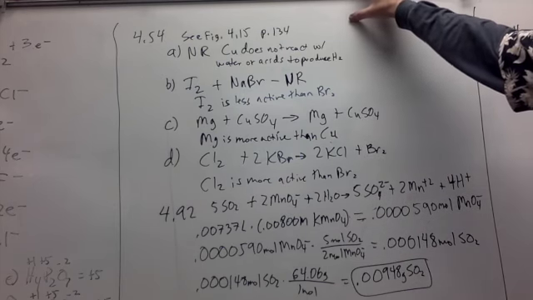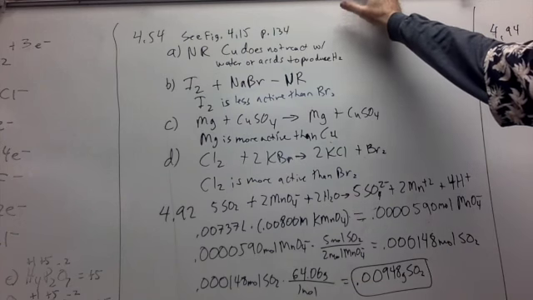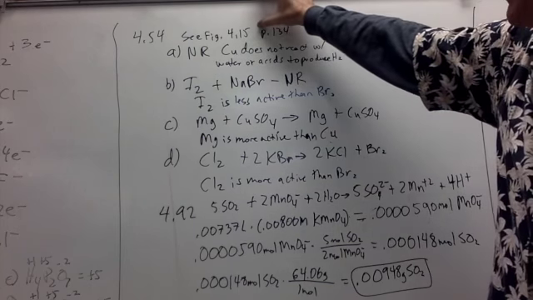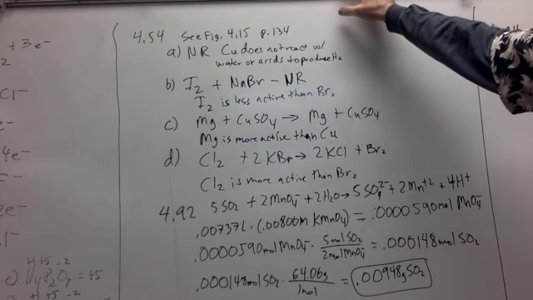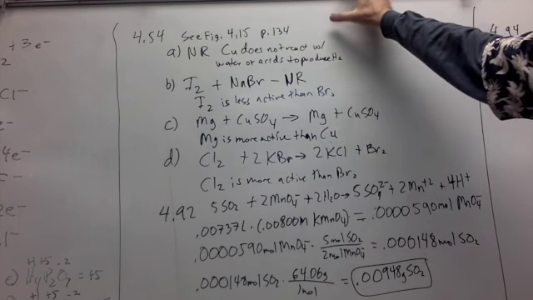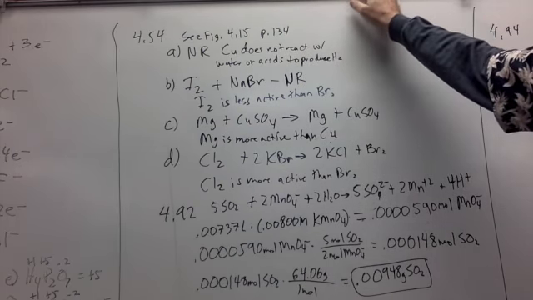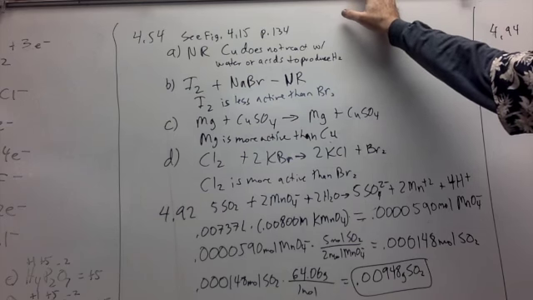Now we have 4.54. We did not specifically go over activity series, but activity series are very similar to the standard reduction potential chart. It tells you what reacts with what. Figure 4.15 on page 134 is the activity series they wanted you to use. That activity series tells you that copper does not react with water and does not react with acids to produce hydrogen. So if you tried to put copper with hydrochloric acid, it should be no reaction.